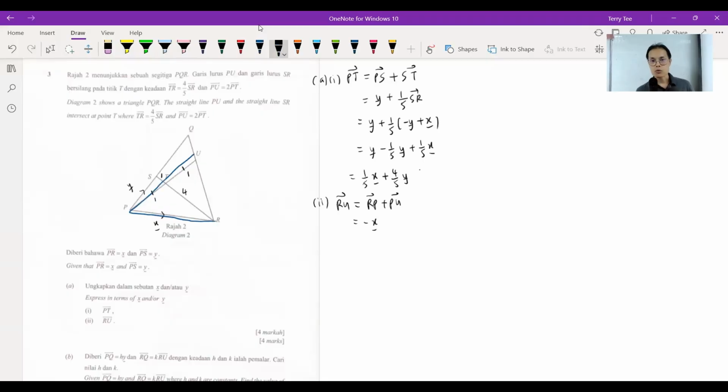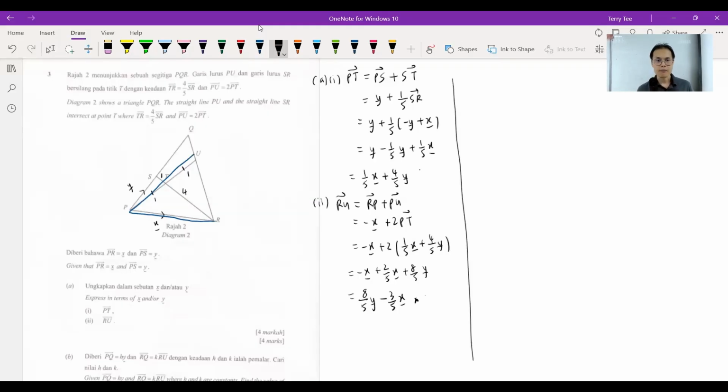Your PU is 2 times of PT. And I've already got PT from the first part. So I'm going to use the result from Roman 1, which is 1 over 5 x, 4 over 5 y, multiply inside: minus x, 2 over 5 x, 8 over 5 y. So put it together. This one should be negative. You can put at the back, in front, doesn't matter. Normally we put a positive in front, negative at the back. This is 3 over 5 x. But if you put negative 3 over 5 in front, 8 over 5 y at the back, it doesn't matter. All right, I've done until here.